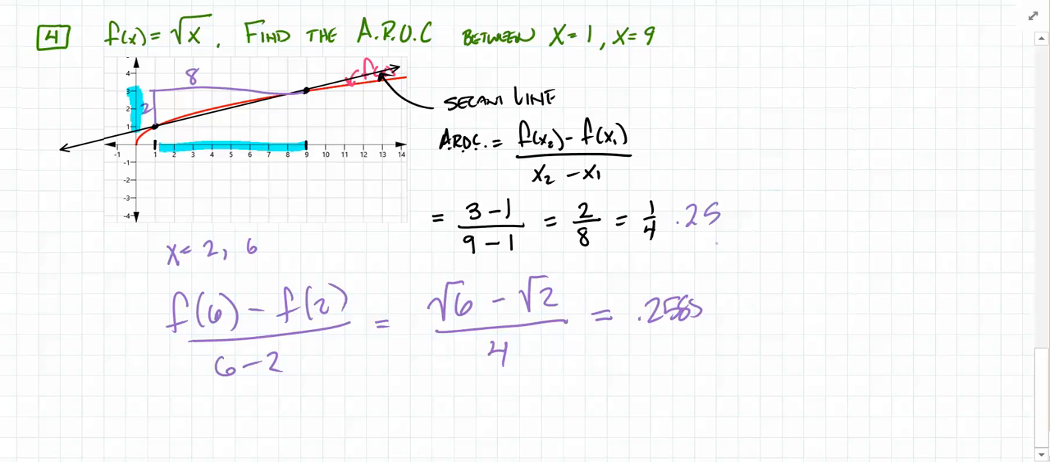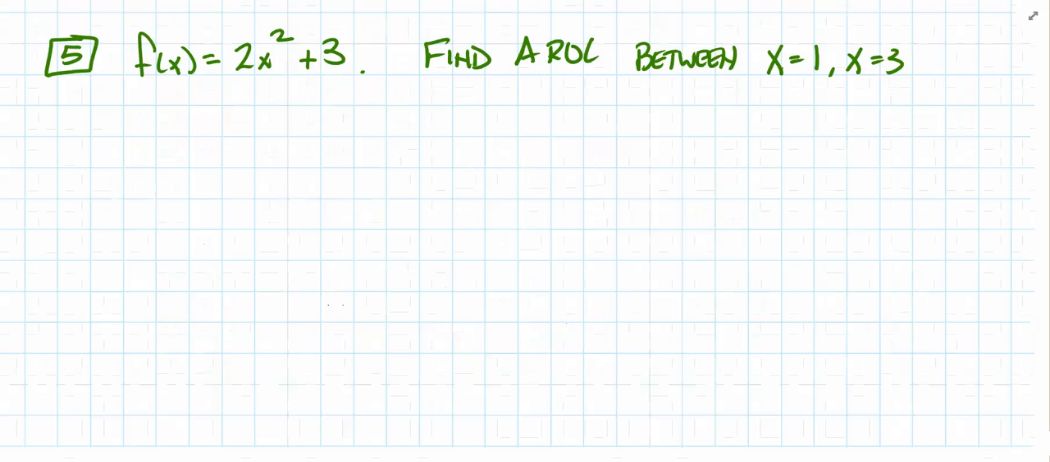Can we do that? Okay, so which one has a faster rate of climbing? Between 2 and 6 or between 1 and 9? Between 2 and 6. Okay, so I'm going to give you this function. The function is going to be 2x squared plus 3. I want you to find the average rate of change between x equals 1 and x equals 3. So you can use your calculator to see what this is going to look like, but determine the average rate of change between 1 and 3 for this function here.